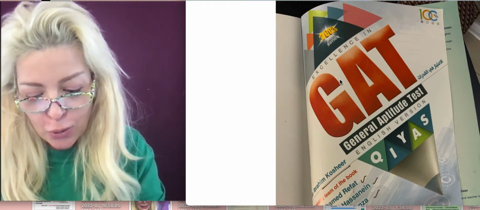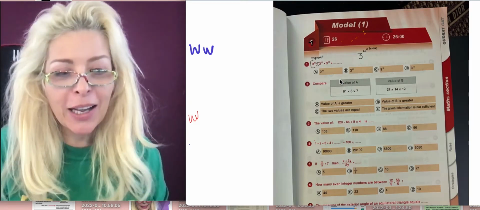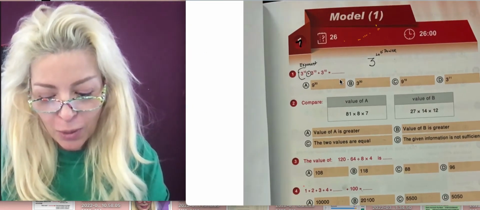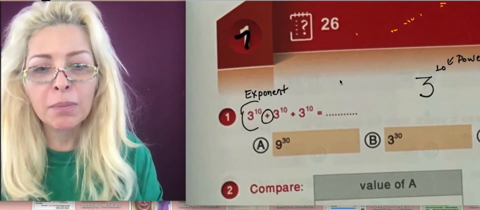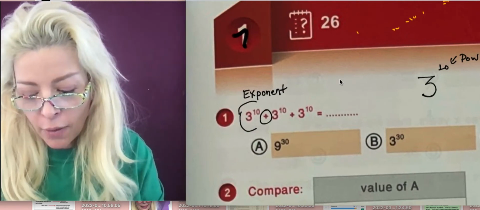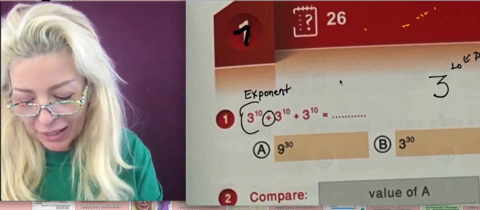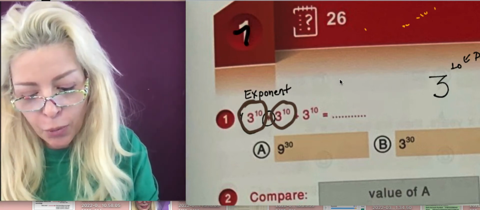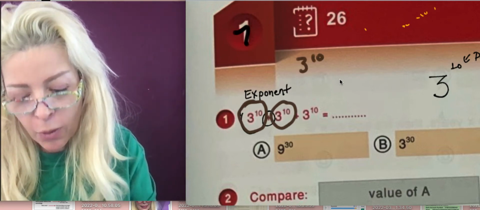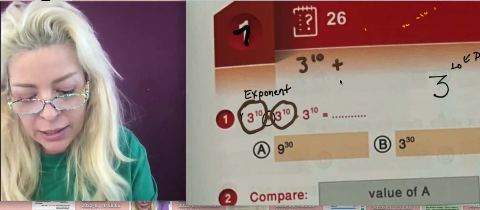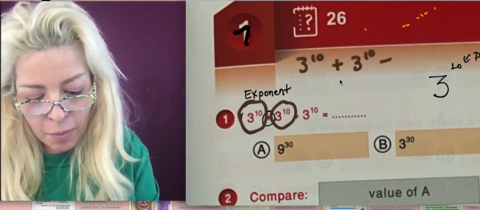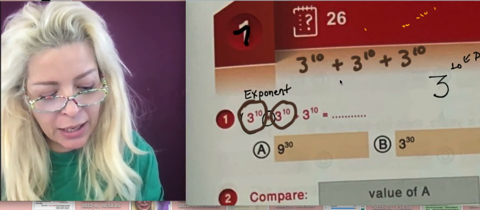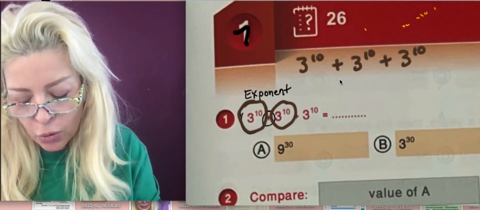So let's go to page 21, okay? I'm on page 21. So turn to your book on page 21 and we will do the first problem. All right, so let's take a look. What do we call this? The problem goes like this: 3 to the power of 10 plus 3 to the power of 10 plus 3 to the power of 10. Okay? Now, what do we do?